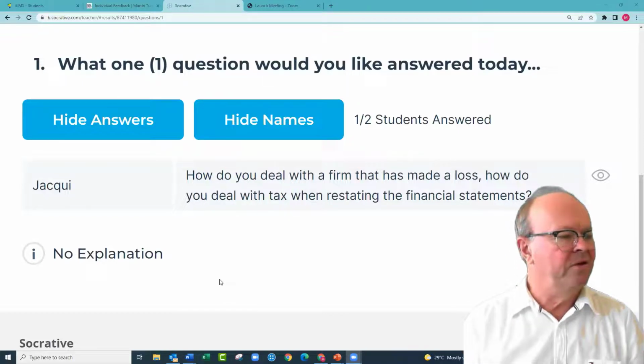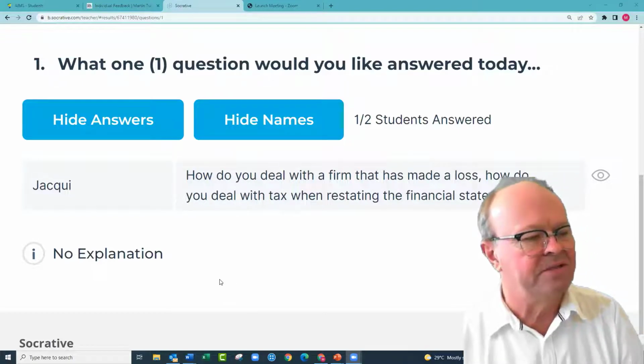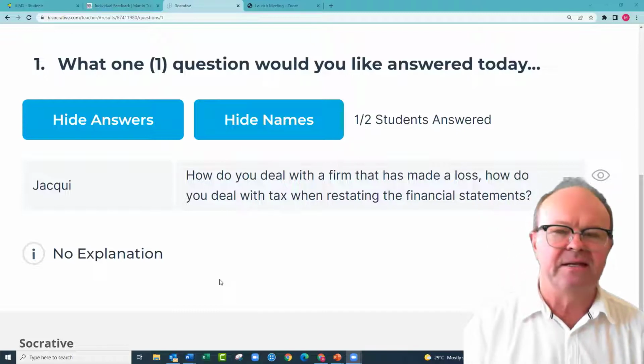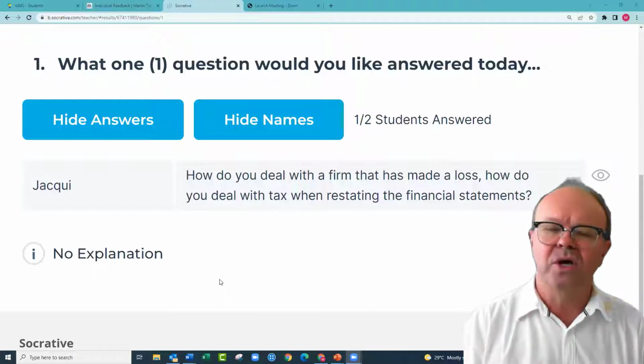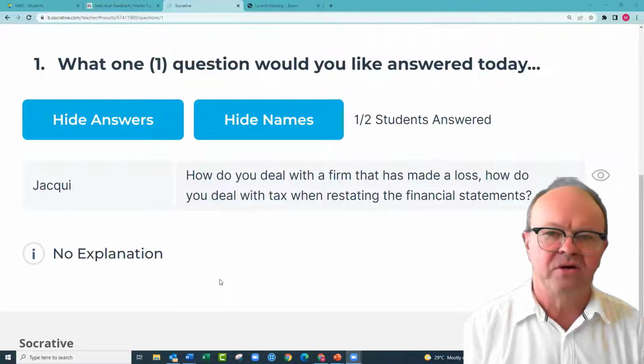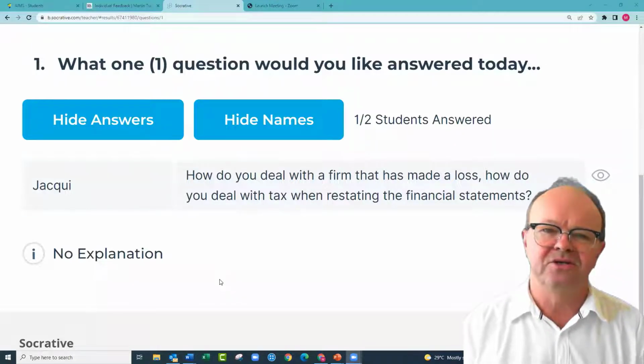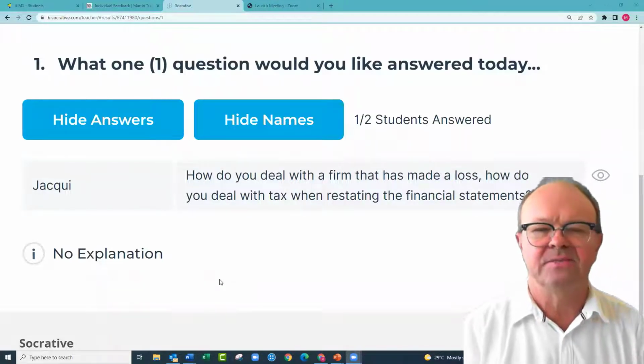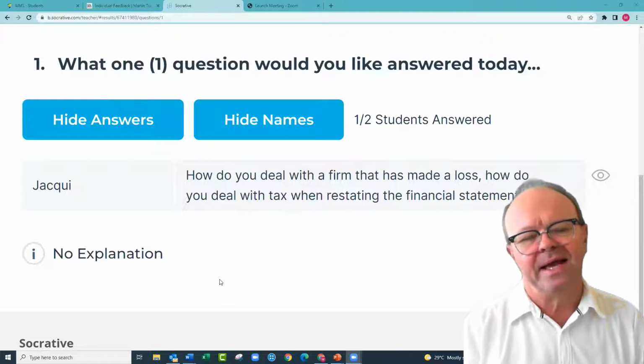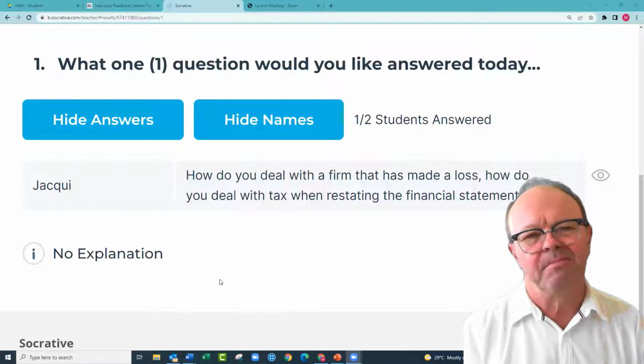So, Jackie, you're asking, how do you deal with a firm that's made a loss? How do you deal with tax when restating financial statements? So when you're going through those years that have a tax benefit, a loss, and then that loss is reduced effectively by having a tax benefit, you treat it exactly the same way, but you've got to watch the pluses and minuses. That's the key thing.